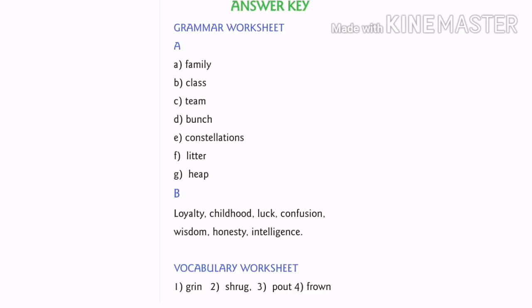Before starting today's class, I want to share one thing: in the grammar worksheet answer key, section B, there is one more abstract noun, that is peace. It was a printing mistake, the word was not visible there, so kindly cooperate and write the word in your notebook.